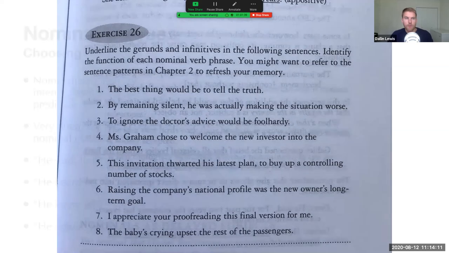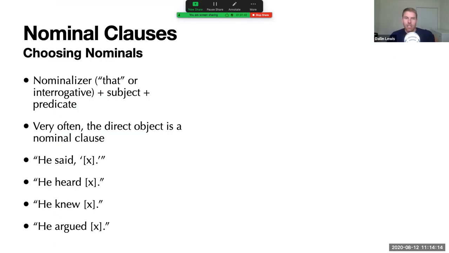Okay. All right. Finally, the nominal clause. This one's really significant and maybe a bit tricky to get our heads around. The nominal clause is a dependent clause, of course, that plays a part of a noun. And like adverbial and adjectival clauses, nominal clauses start with a word that makes it a dependent clause. And we call this a nominalizer. Great word, I know. It is usually the word "that," or it could be some interrogative, something like where, wherever, when, whenever, who, whoever, whom, whomever, and so forth.